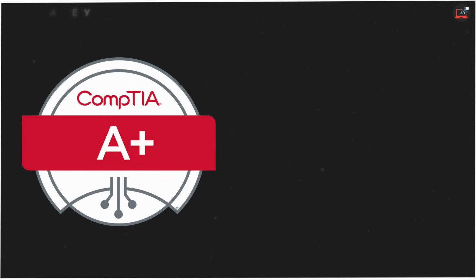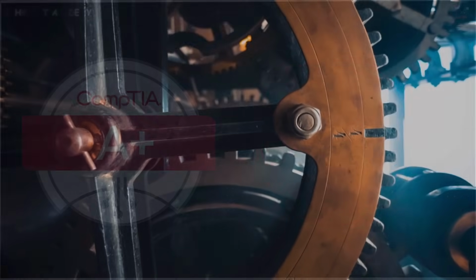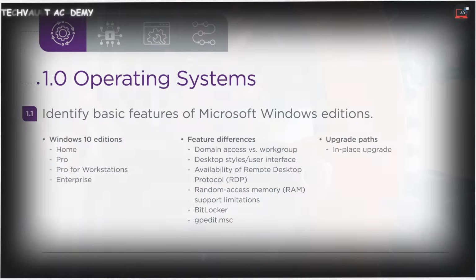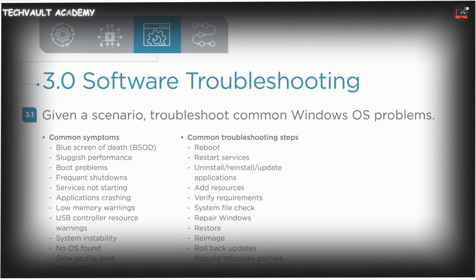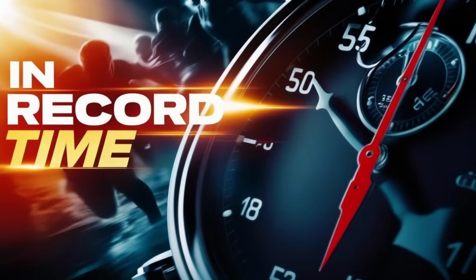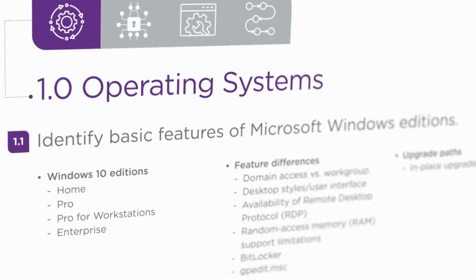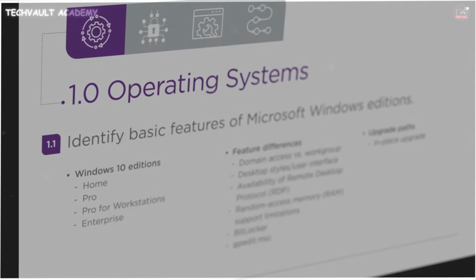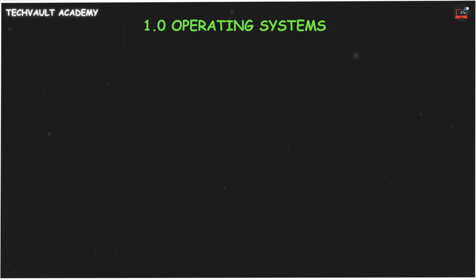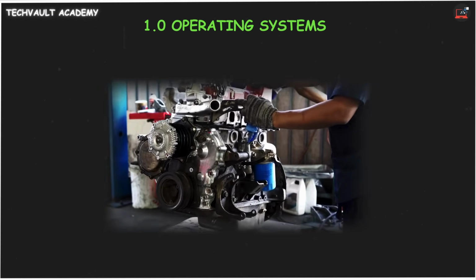Think of the A+ Core 2 exam like a complex machine. We're going to take it apart, understand each component, and put it back together in record time. We're starting with the first objective of the first domain, operating systems. By the time we're done, you'll be the master mechanic ready to ace the exam.